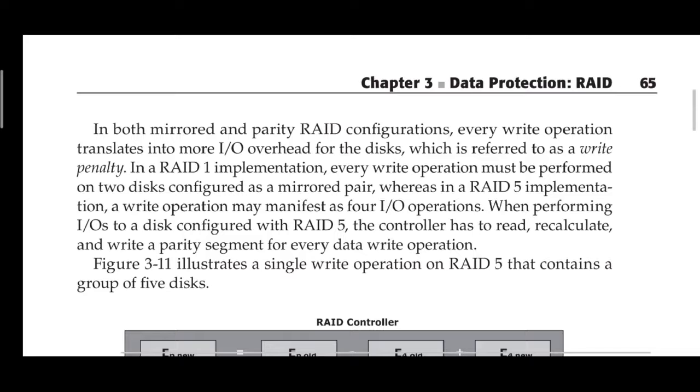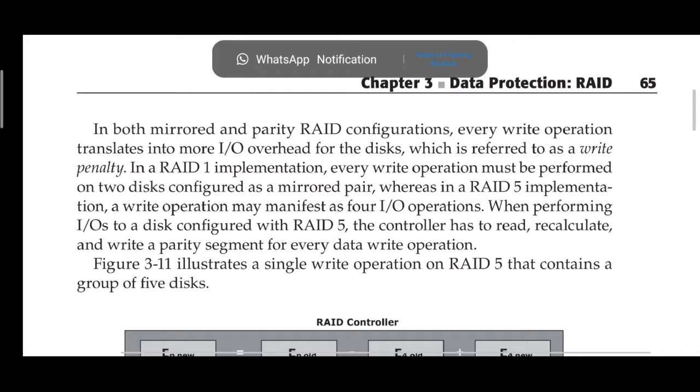In a RAID 1 implementation, every write operation must be performed on two disks configured as a mirrored pair. One write operation is not equal to one write operation in the case of mirrored RAID 1. Whereas in a RAID 5 implementation, a write operation may manifest as four input output operations when performing IOs to the disks. With RAID 5, the controller has to read, recalculate and write a parity segment for every data write operation, since it has the parity concept.